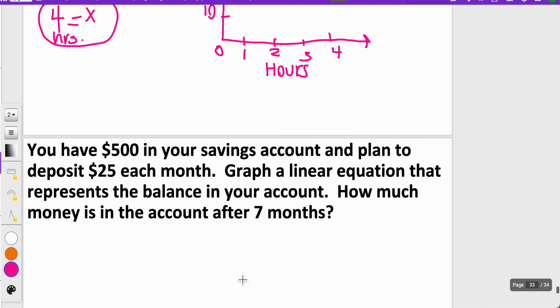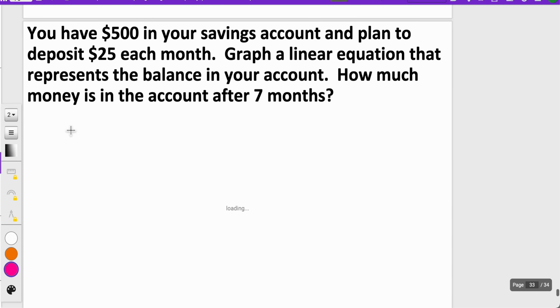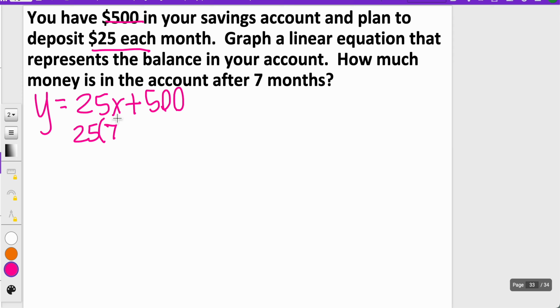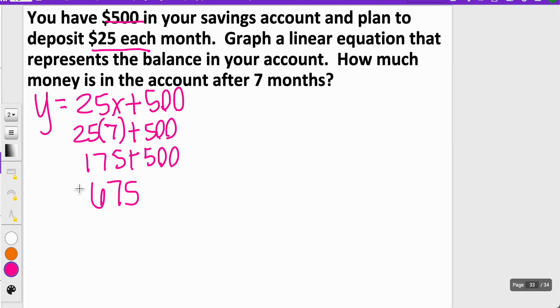And then our final example here, you have $500 in your savings account and plan to deposit $25 each month. Graph a linear equation that represents the balance in your account. So that linear equation should be y is equal to 25x plus 500. So after 7 months, I'd just be multiplying 25 by 7 and then adding 500, or 175 plus 500, which gives me 675. So 675 in 7 months.